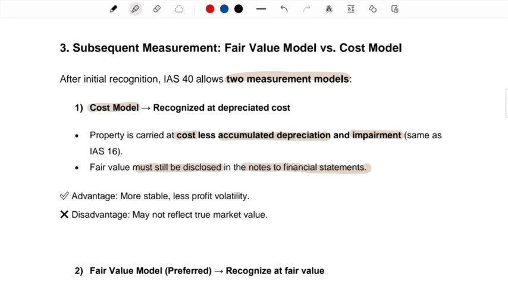All right. Advantage is that it is going to be more stable with less profit volatility. The reason why is because you will have a systematic allocation of the expense in the form of depreciation in your profit or loss accounts. So you will not have a lot of profit volatility. It will be much more stable. Disadvantage is that it may not reflect the true market value, especially because the property is held for capital appreciation, right? So it makes sense that we should have information disclosed related to its fair value as well, so we can understand the trend in the fair value of this particular property over time.